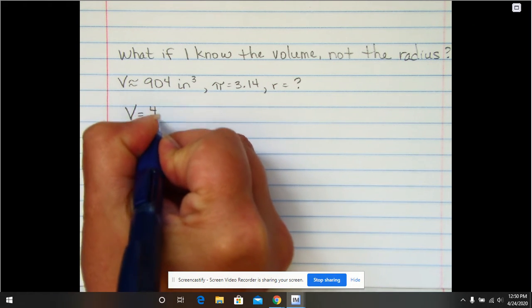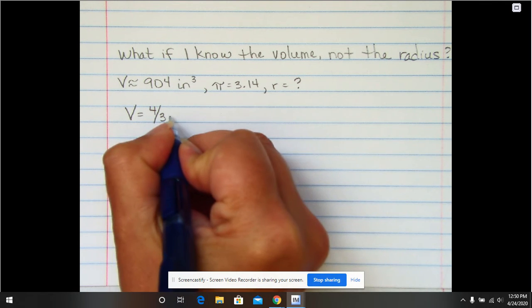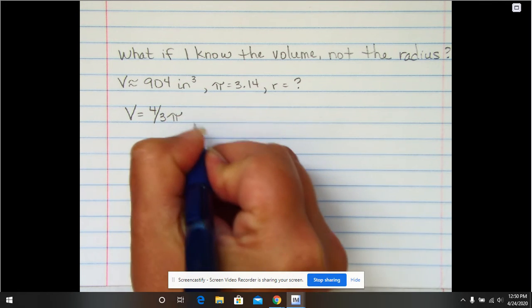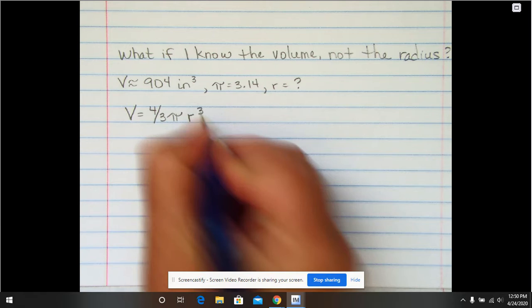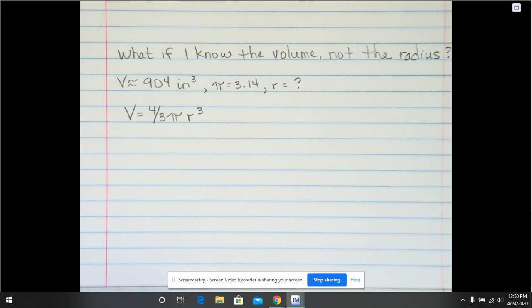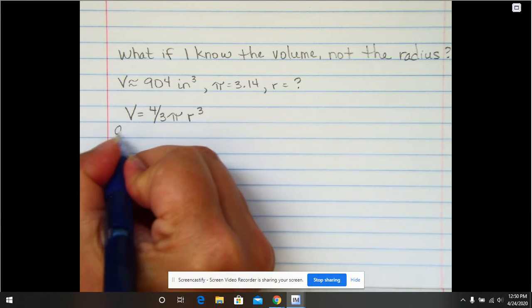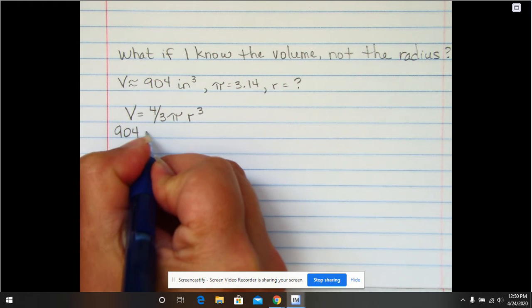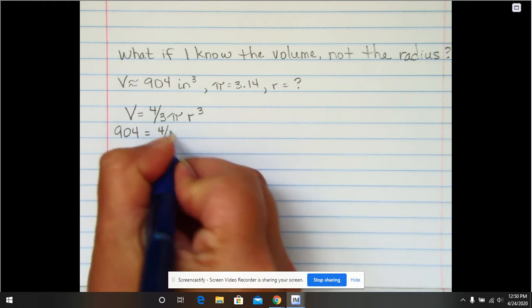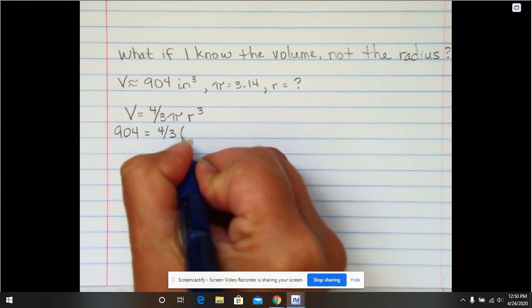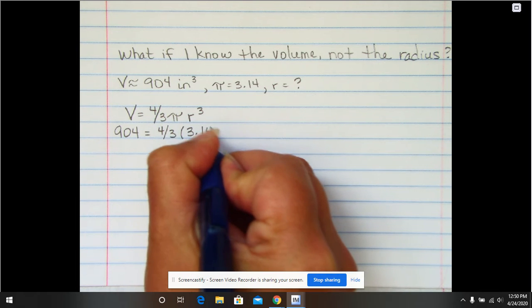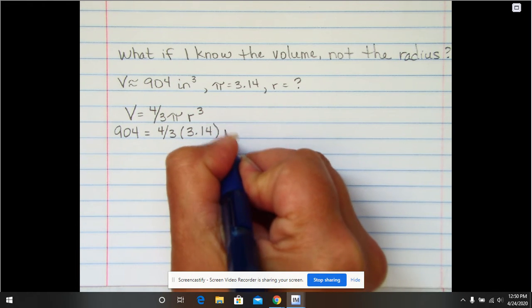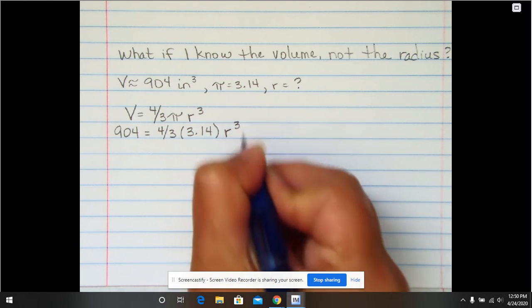Volume equals 4/3 times pi times radius cubed. And fill in what I do know. I know that 904 equals 4/3 times 3.14 times whatever the radius is cubed.